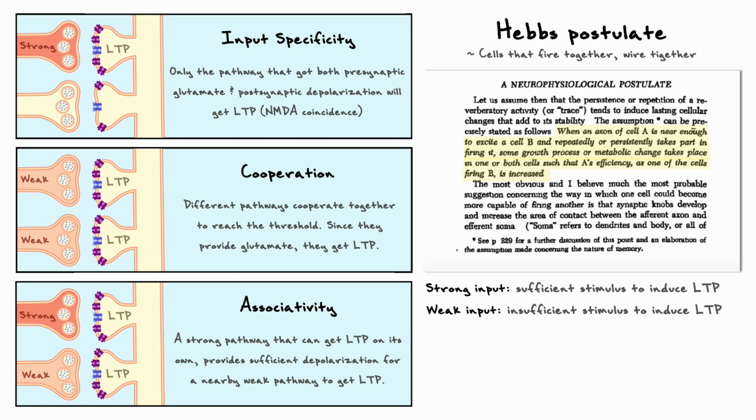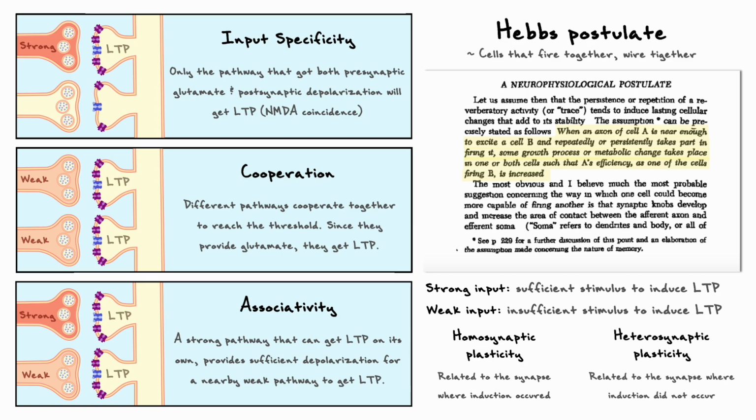A final and important definition that I want to establish is the concept of homosynaptic plasticity and heterosynaptic plasticity. If we consider two different pathways interacting on a postsynaptic cell, when one says that LTP is homosynaptic, it means that it occurs at the synapse where the induction happened. On the other hand, heterosynaptic means that the change in response occurs at the synapse where induction did not happen. So, for example, in the associativity scenario, if we imagine that we only stimulate the strong pathway, from its perspective, there is going to be an X amount of homosynaptic plasticity. From the perspective of the weak pathway, there will be no heterosynaptic plasticity.